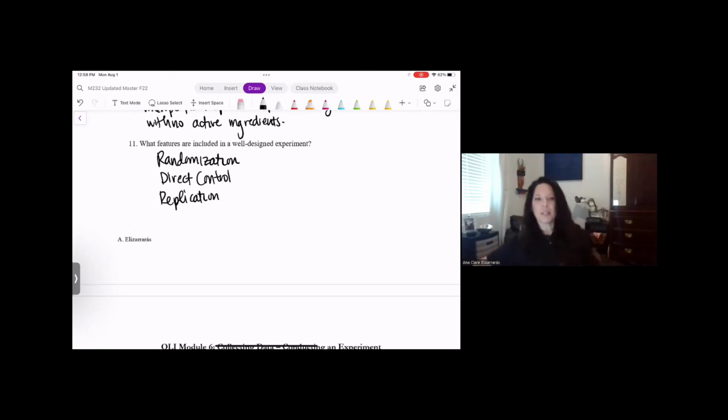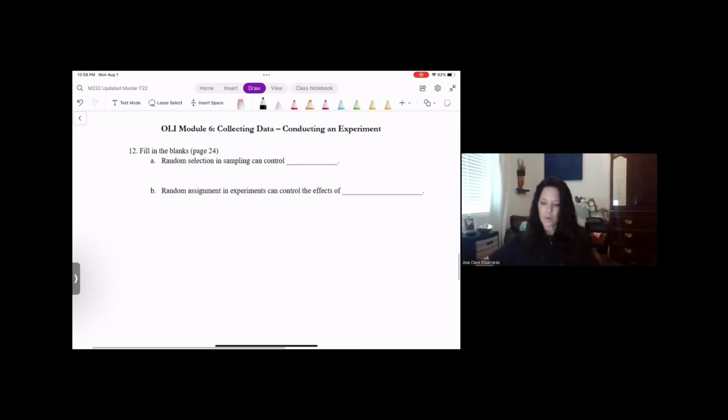And then filling in the blanks. Random selection and sampling can control bias. So this is sampling, not experimentation. But random assignment in experiments can control the effects of confounding variables.